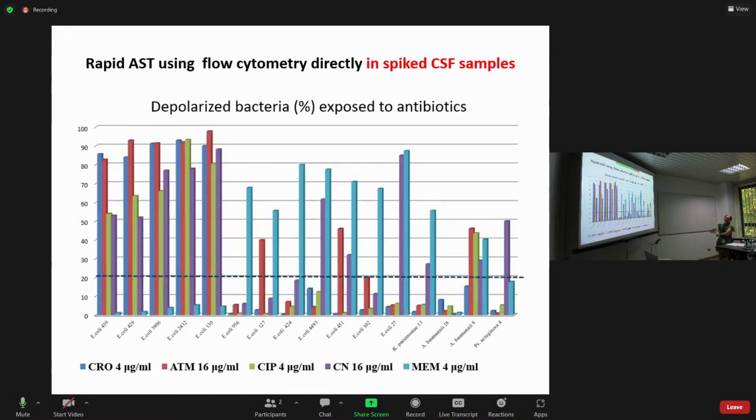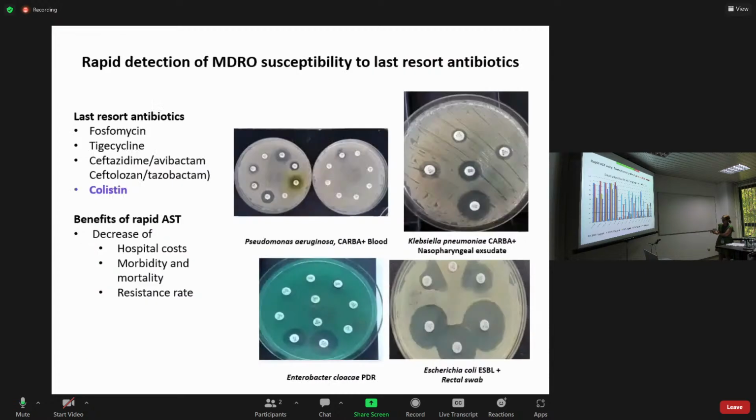Here is another form of representation of our results for many strains, and as I told already, the depolarized bacteria have a low staining index and are represented by these small columns.